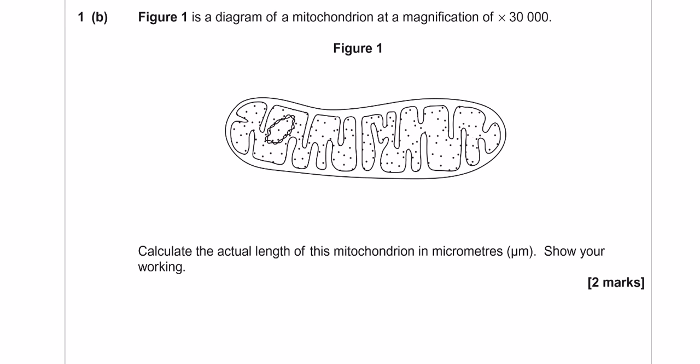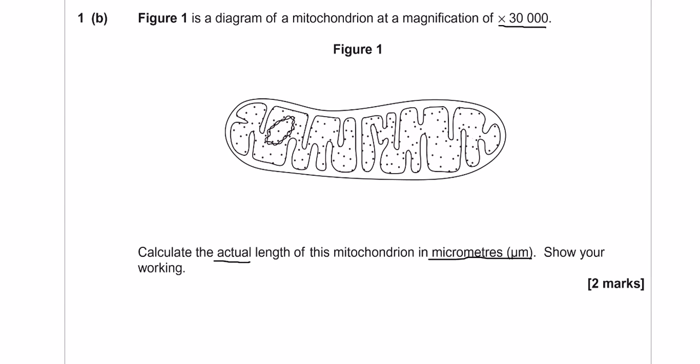Question 1b says figure 1 is a diagram of a mitochondrion at a magnification of times 30,000, and it says calculate the actual length of this mitochondrion in micrometers. So it says show your working. So what we've got to do is remember the basic formula. If you remember, I is the image divided by the actual times magnification. So that's in our equation triangle. Not a very good triangle, but never mind.